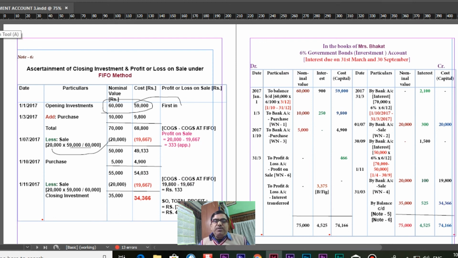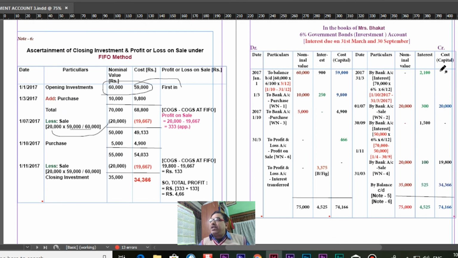I told you in the early part of this problem that it has been calculated under FIFO method. Therefore, we have to maintain FIFO method. Now see, the investment account here side by side is given. Therefore, opening investment was 60,000, purchase was 10,000, okay. That is 70,000 was there.